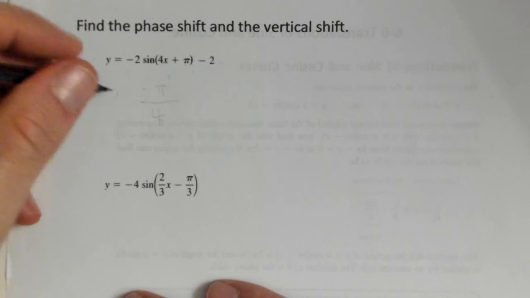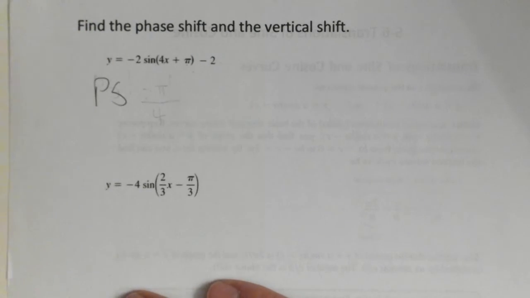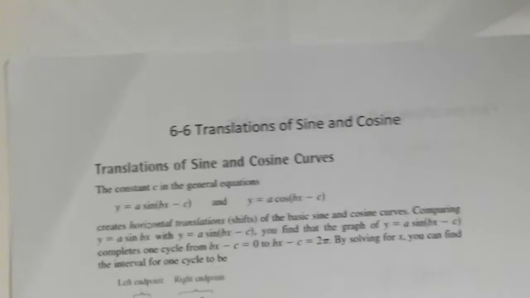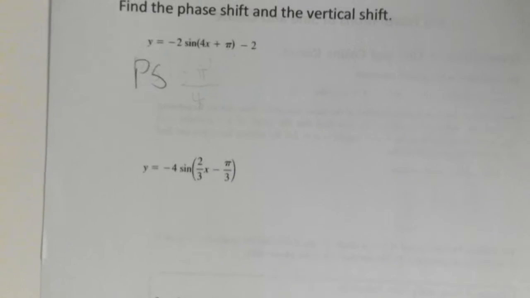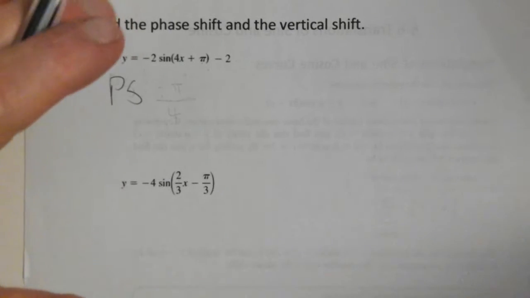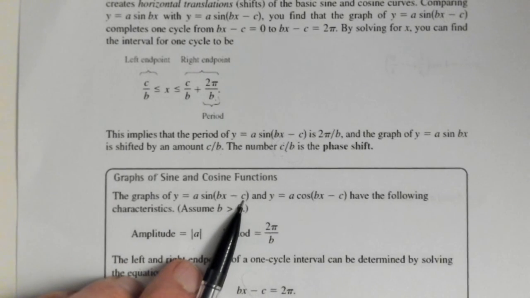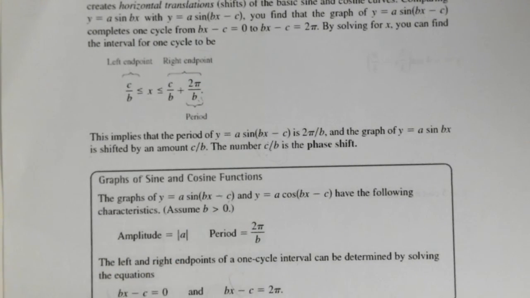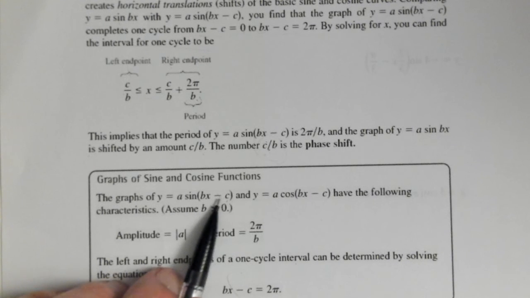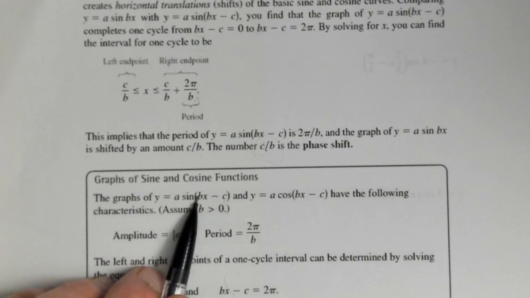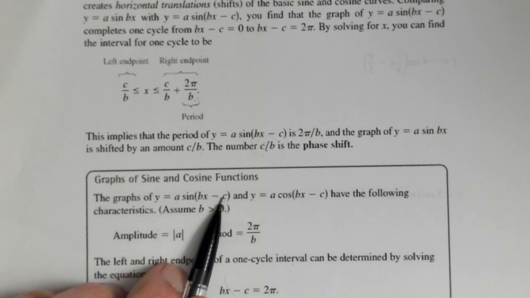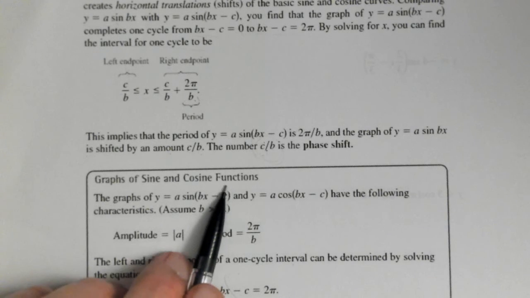So let's find the phase shift first. Remember, the phase shift is going to be c divided by b. When we go through and determine that, here's the value of c. When you plug that in, just remember, because of the way this equation is written, bx minus c, whatever you're going to plug in for c, you've got to change the value in order to make it work.